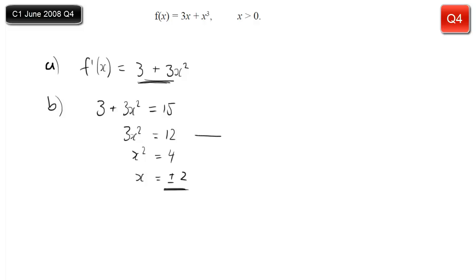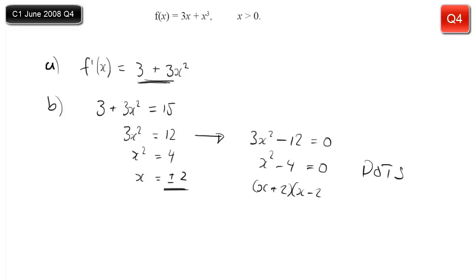The alternative route is if we had 3x squared minus 12 equals 0. You could then also divide by 3, so x squared minus 4 equals 0. And this factorizes as the difference of two squares, your best friend in A-level maths. x plus 2, x minus 2 equals 0. And again, from that you get the solution x is 2 or minus 2.